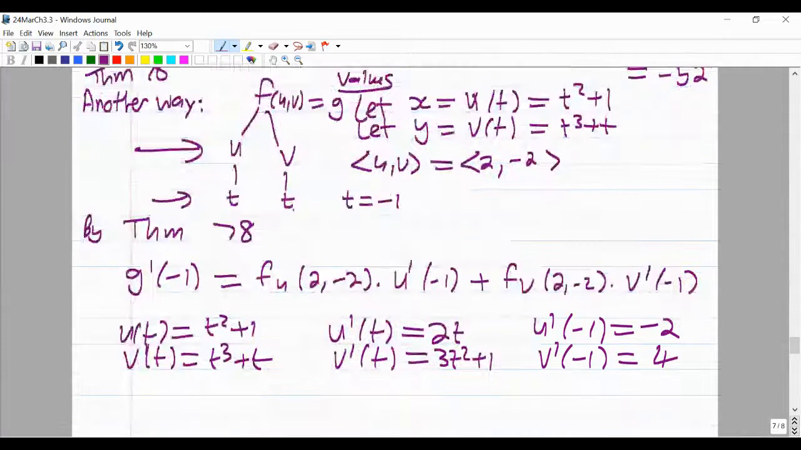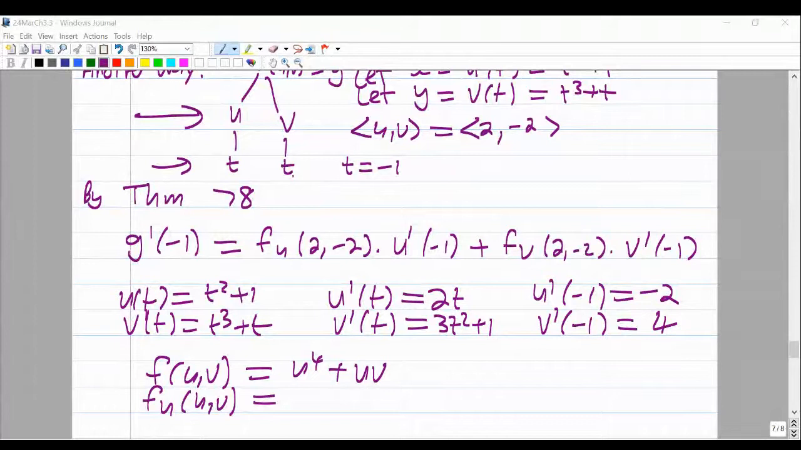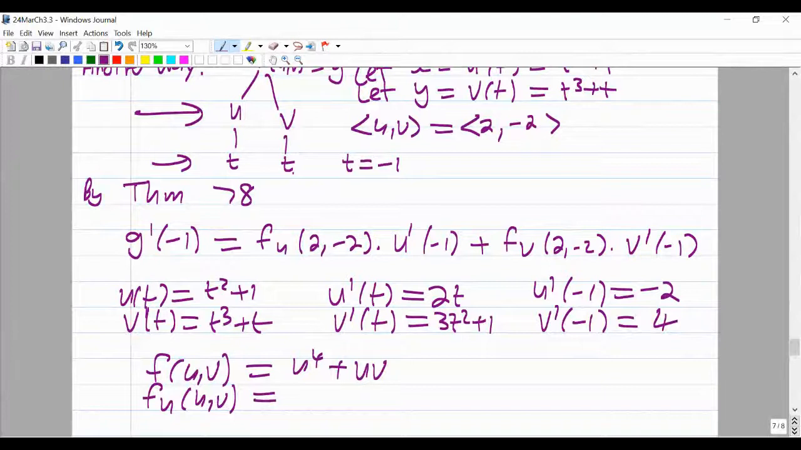And so just to remind ourselves, f is a function of two variables. It's u to the 4 plus uv. So what is f partial u? Notice I write f partial u at the point (u, v) to emphasize it's a function of two variables. What's f partial u? Yeah. You treat v as a constant and it becomes this. So f partial u, and now you're using the point 2, minus 2, this becomes 30.